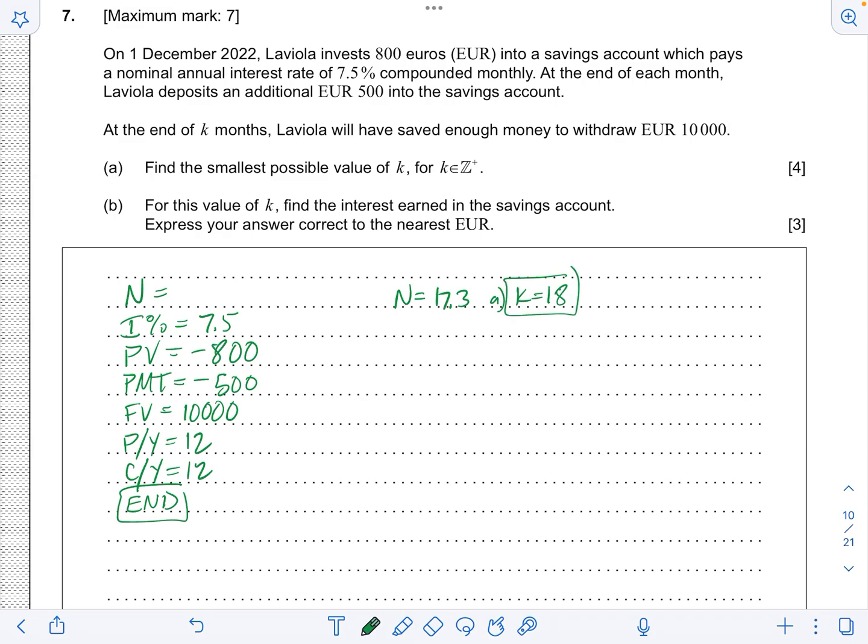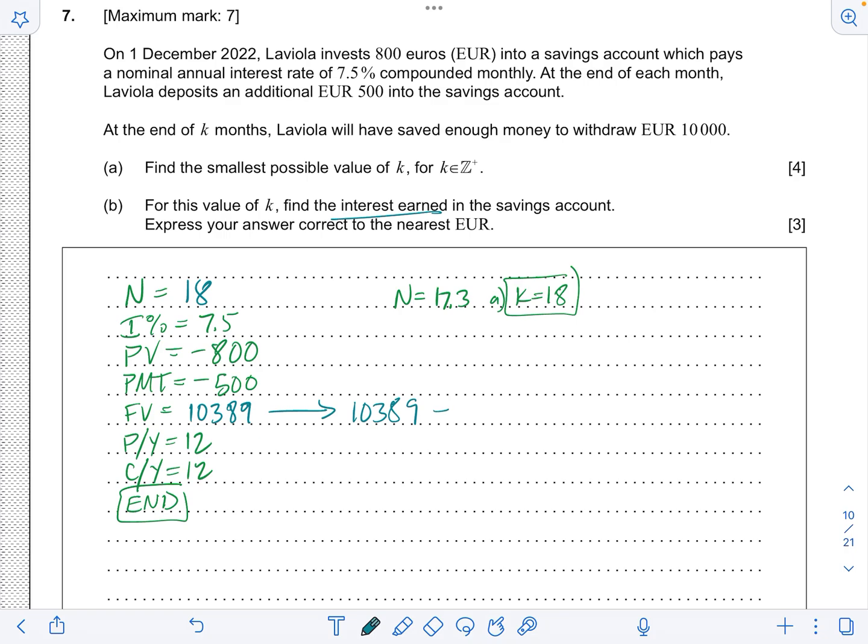B, for this value of K, we're now going to let N equal 18, and we want to know how much interest she's earned. So we go back and recalculate our future value with 18 months. When you do alpha solve here, you get 10,389 plus some change. That's how much money she has in her account. But in order to find out how much interest she's earned, we need to know how much she paid into the account, and we'll subtract that from the total.